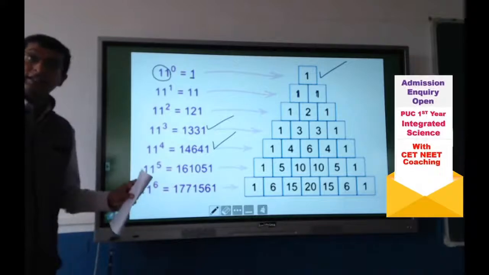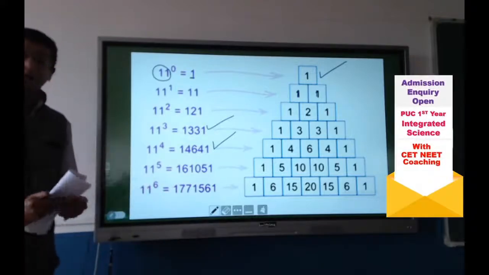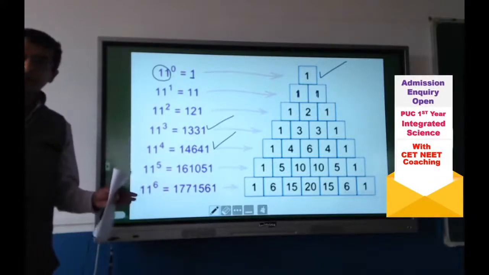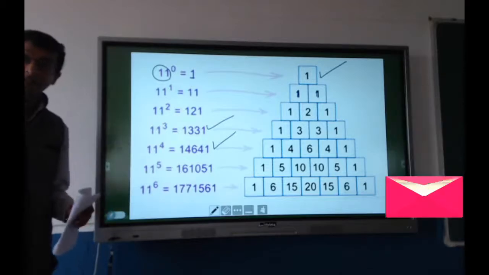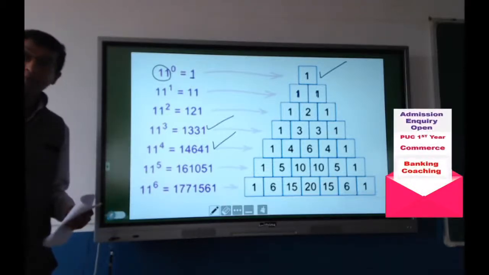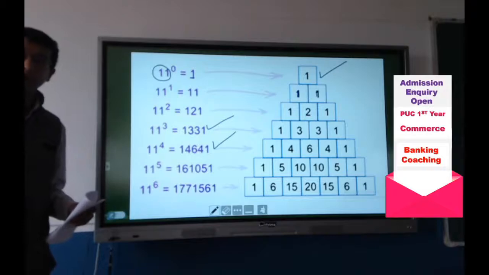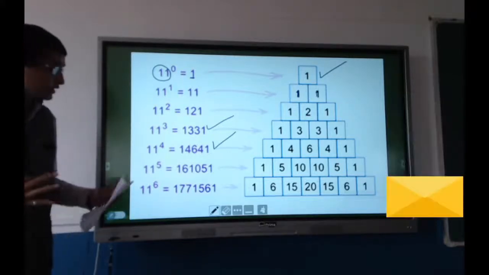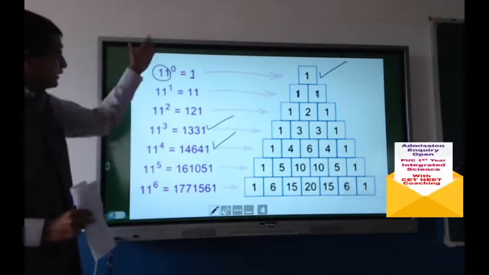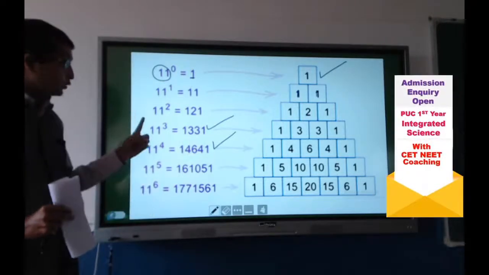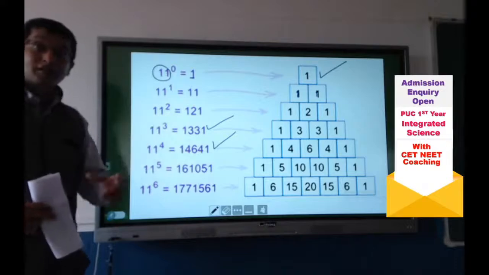Yes, very easy technique using the Pascal triangle. See, I have discussed 3 tricks. First trick is the (a plus b) raised to n expansion. Second is the (a minus b) raised to n expansion. Third trick is 11 raised to any n, how to calculate using the Pascal triangle.